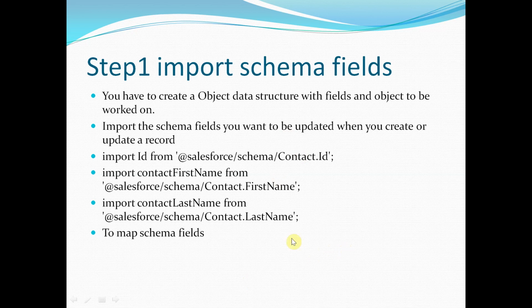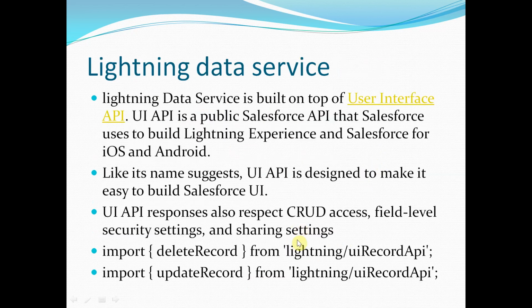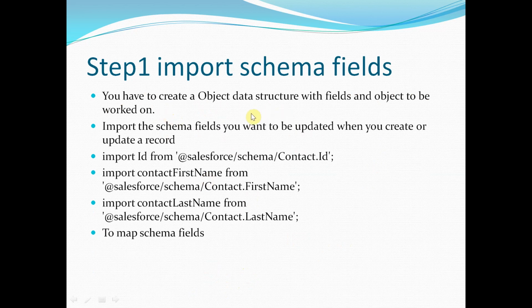Now, how do we set it up for data update? First is we have to import the schema fields. This updateRecord, deleteRecord expects some data structure, so that we have to build. So you have to create an object data structure. We'll see how to do it. First of all, you have to import the schema fields which you want to be updated. If you have an sObject, whether it's a standard or custom object, and the fields, first and foremost you have to import the Id. Id from @salesforce/schema/Contact.Id. Similarly, for any data that you want to update, you give it a local name and say Contact.fieldName, Contact.LastName. So any field that you want to update in your action, you have to import that field.